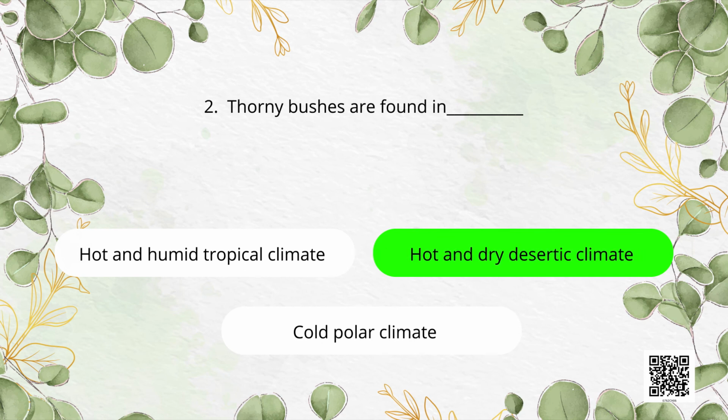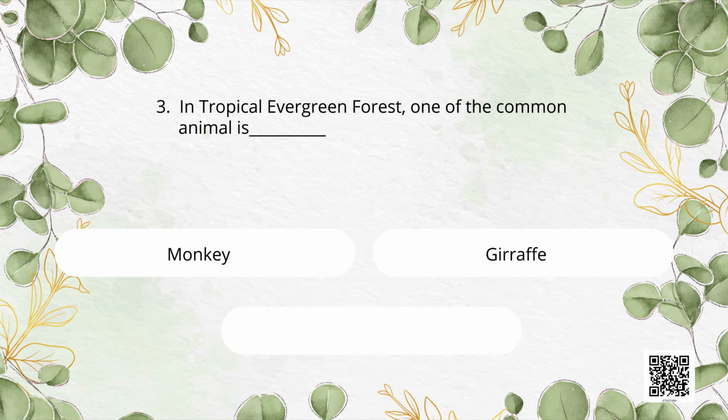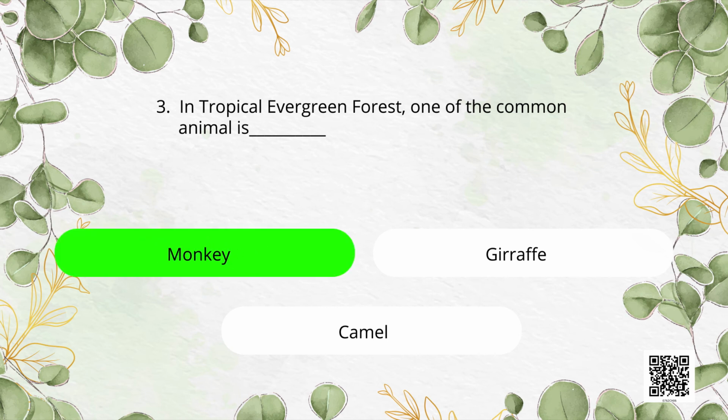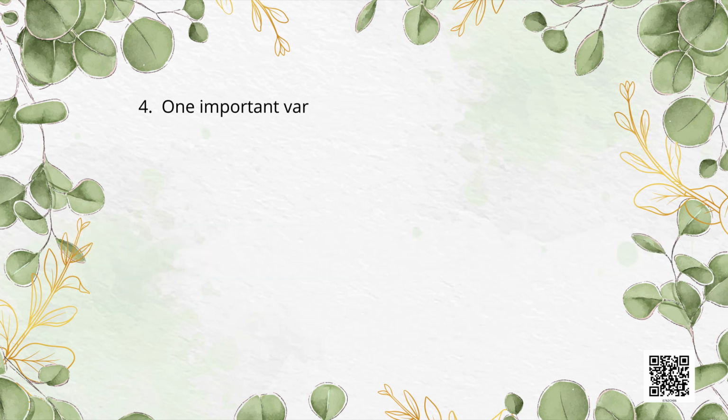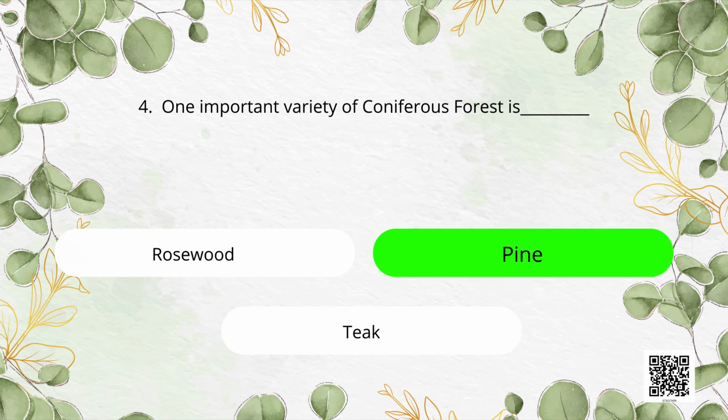And the third question, in tropical evergreen forest, one of the common animals is, and the options are monkey, giraffe, or camel. And the correct option is, yes, monkey. Now let's move on to the next question. One important variety of coniferous forests is, and your options are rosewood, pine, or teak. And the correct option is, yes, you're right, it is pine.